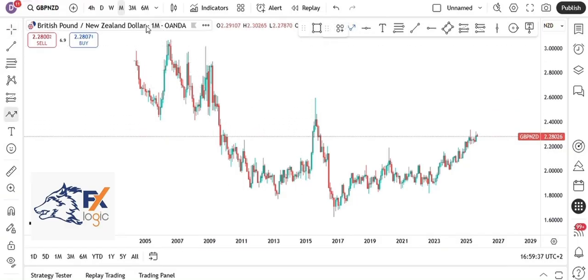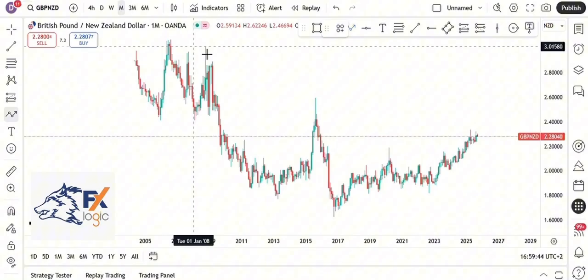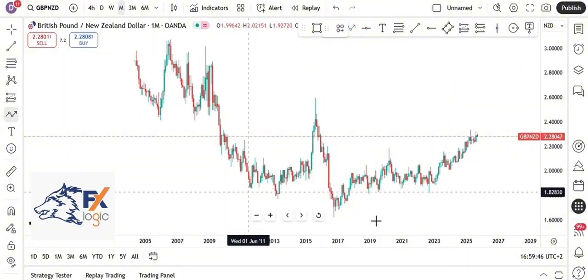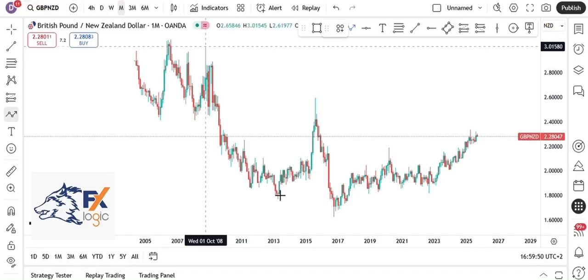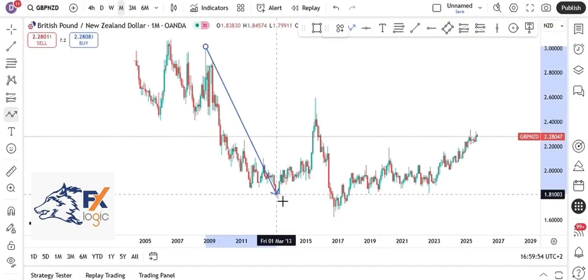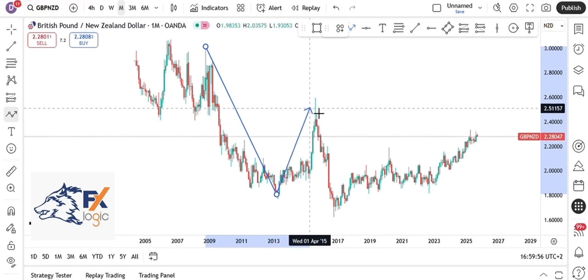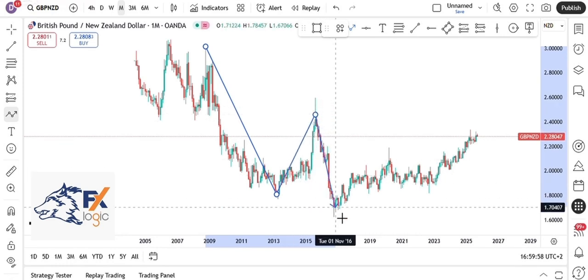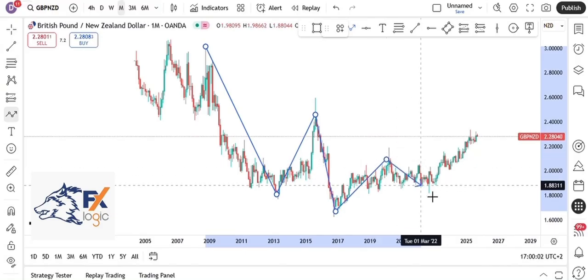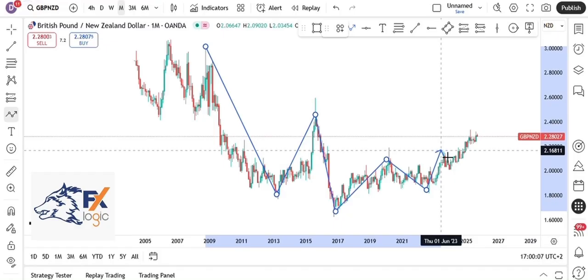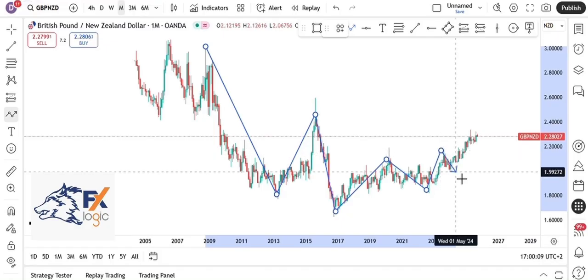So the next thing, we want to look for the obvious peaks, the highs and the lows. These are your highs and these are your lows. So we want to look at the obvious ones. From the monthly time frame, we're here. So up, down, lower high, lower low, lower high, higher low, higher high, higher low, and higher high.